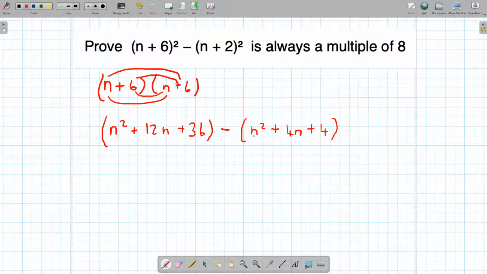N squared take away n squared, no n squared. 12n take away 4n gives me 8n. And 36 take away 4 is plus 32.